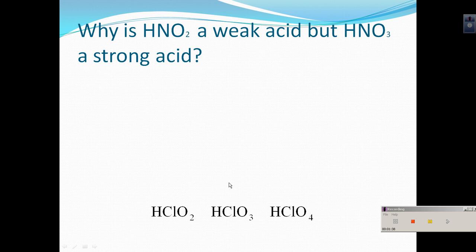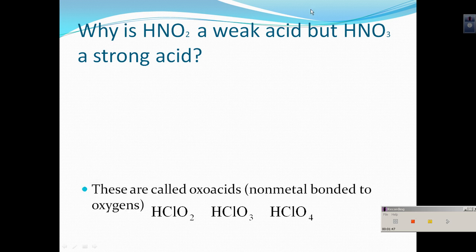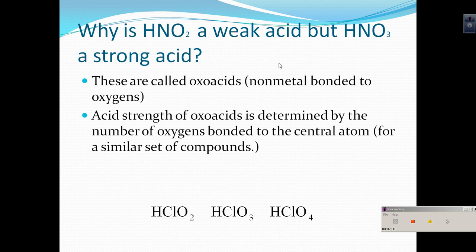Now, what about HNO2 being weak when HNO3 is actually a strong acid? It lies in the same idea. We're dealing with oxyacids, nonmetals bonded to oxygens. They have their special names. We call it nitrous acid and nitric acid. We don't even say anything about the hydrogens on it. But the acid strength is determined by the number of oxygens bonded to the central atom. The more oxygens that you have, the easier it's going to be for that hydrogen to slip away.